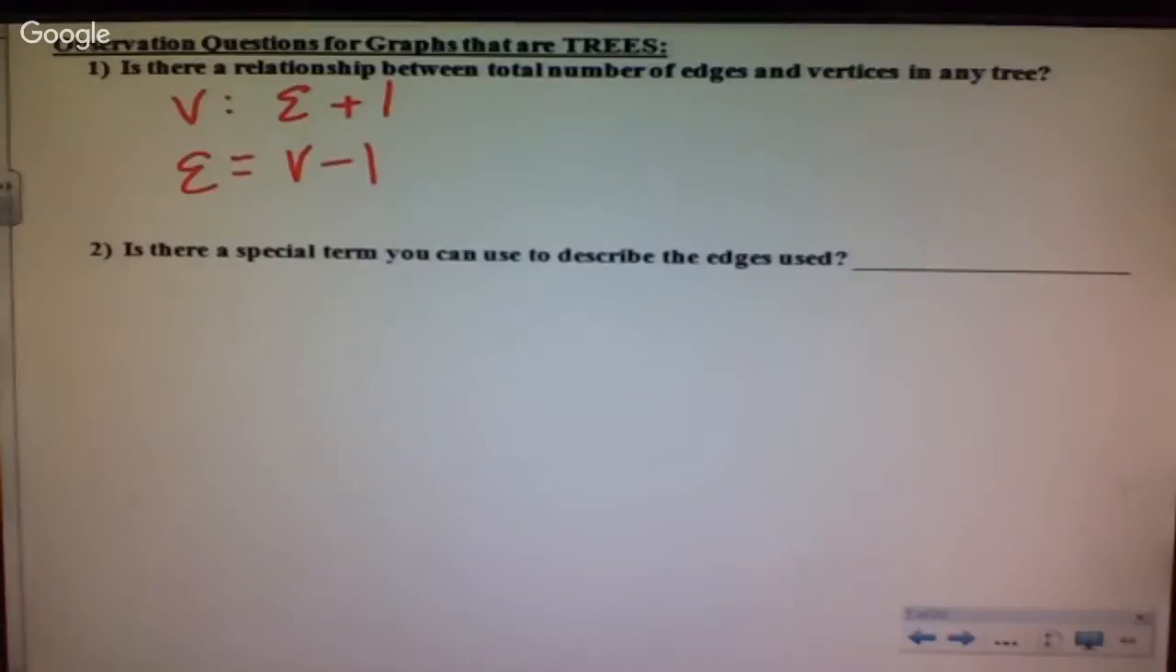So if I told you you have 12 vertices and 12 edges, you should be able to tell me right then and there, no tree, because you should only have 11 edges.